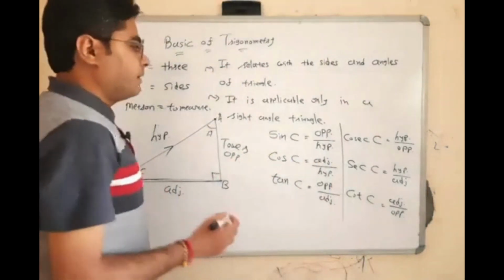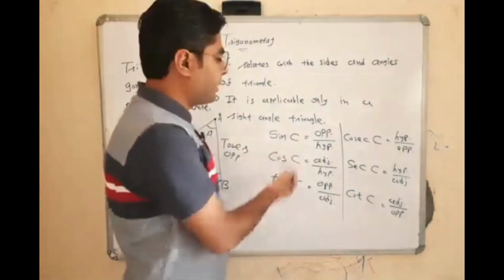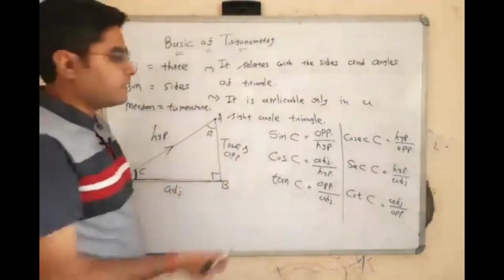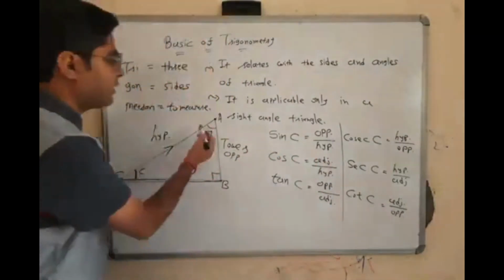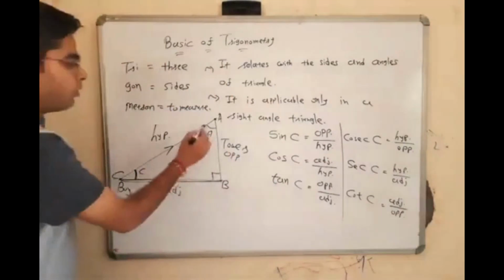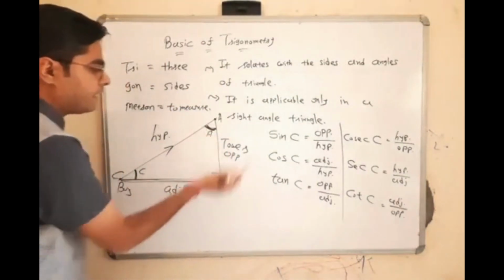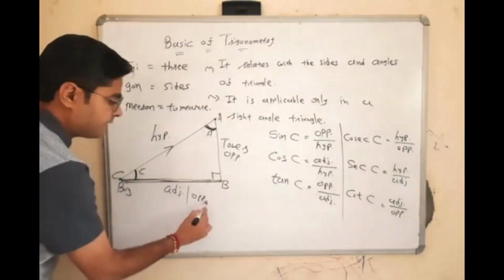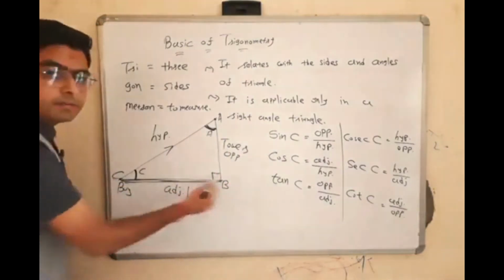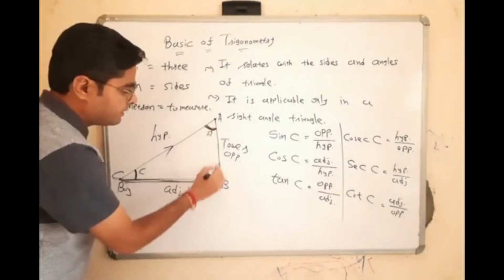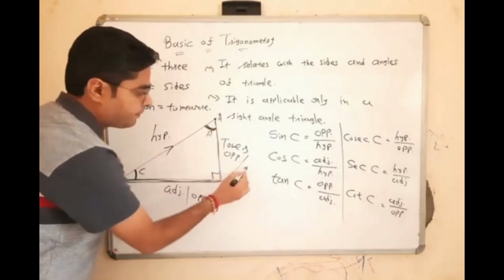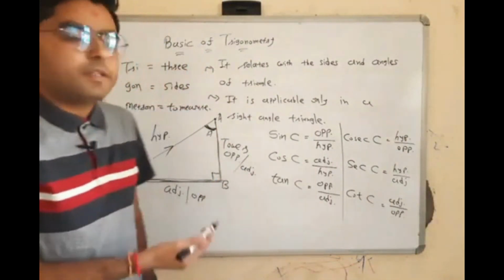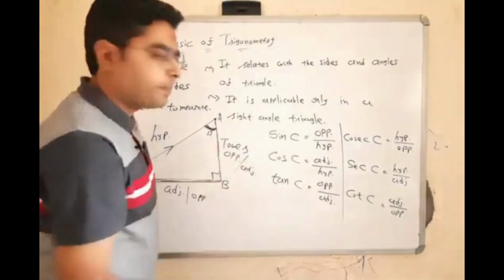Make sure guys, the formulas of trigonometric ratios we designed over here are for angle C. We can also design the trigonometric ratio formulas for angle A. Let me tell you, for angle A in the triangle, this one becomes the opposite side, and this side becomes the adjacent side for angle A. You can also derive the formulas for angle A in the same way.